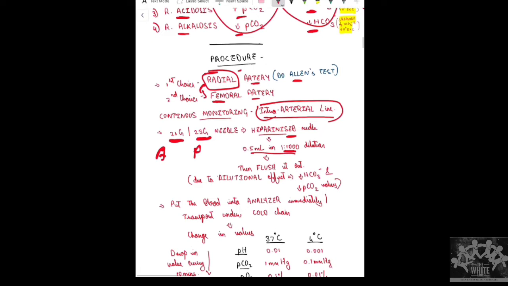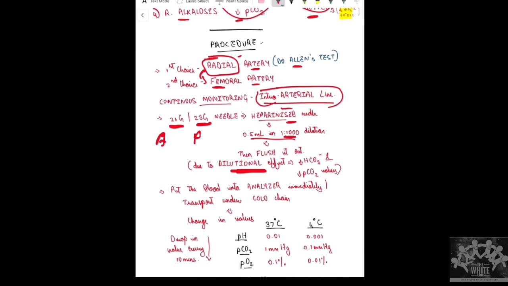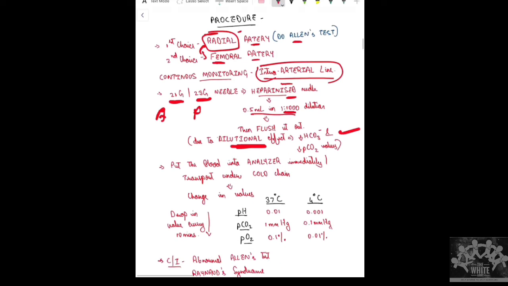You don't keep heparin inside the needle. That's why it is called a heparinized needle. Once you draw it fully, you flush it out. Why? Because it causes a dilutional effect, and then you get false values. That is why we don't keep the heparin inside the needle. We just flush it out.